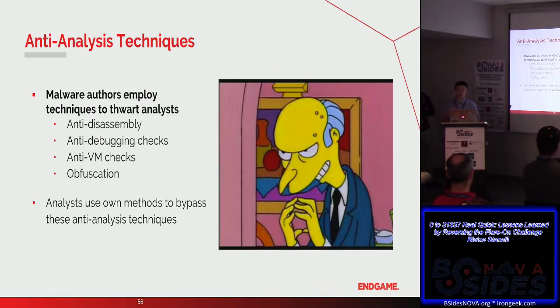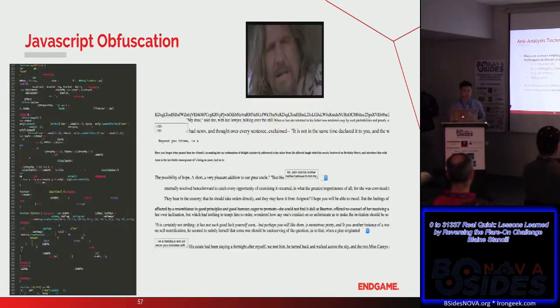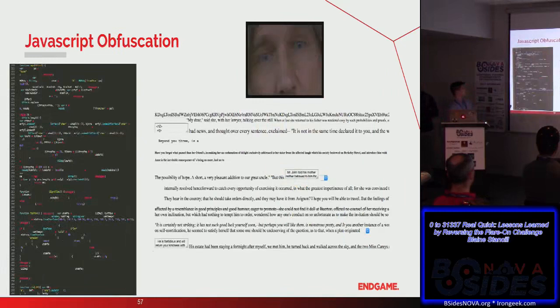So you can kind of think of it as an anti-anti-analysis technique. So the first anti-analysis technique we'll talk about is obfuscation. Obfuscation is a technique employed by malware authors to make the actual code of the binary difficult to read. And doing this slows the malware analyst down, which in turn maximizes the time that their malware can potentially be used without being fully reversed and understood.